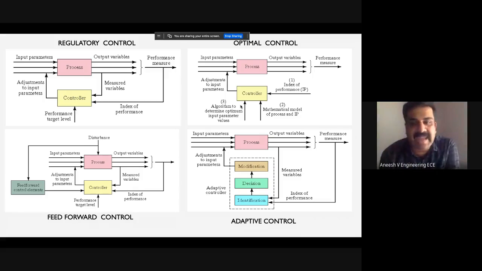Now, coming to the adaptive control structure. That means from the performance index, we need to identify a system. After the identification, we need to make certain decisions on that. After the decision, we will do certain modifications. So identification, decision, modification, all these things will be taken care of by an adaptive controller. Even if the process we are applying, we have a fixed algorithm for this adaptive control.